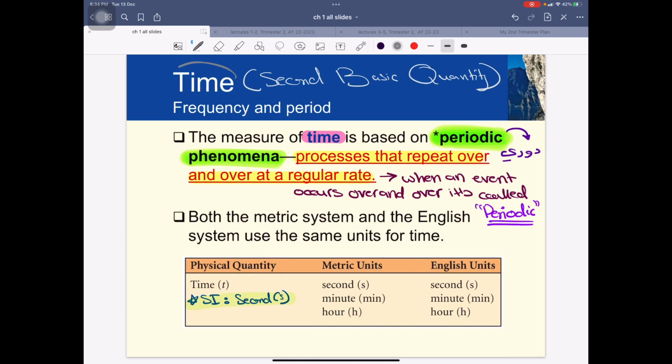After that we have time, the second basic quantity. Here we will talk mostly about frequency and period. The measure of time is based on periodic phenomena. What do I mean by periodic phenomena? A periodic thing, a process that repeats over and over at a regular rate. This is a periodic phenomenon, and time is based on it. The SI unit of time is seconds.